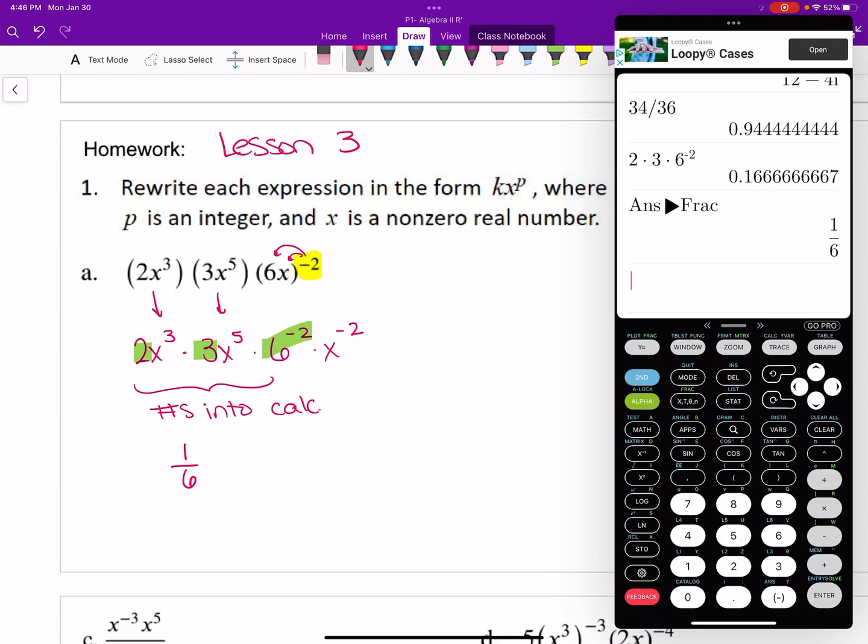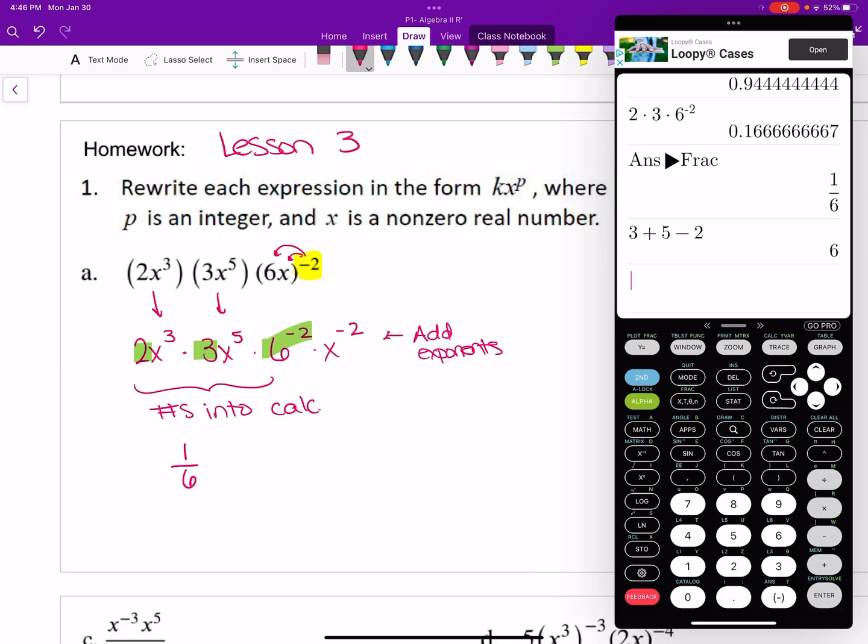For the x's, they are each getting multiplied, so we're going to add the exponents. So 3 plus 5 minus 2, we should get x to the 6th. You can leave your answer like this, or if you want, that x to the 6th can go on top of the fraction, and you get x to the 6th over 6.